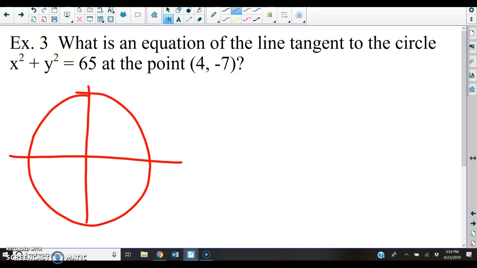Okay. And the point 4, negative 7. So about there. I want the equation of the line tangent to the circle at that point. Now remember, a tangent line from geometry is a line that touches your circle at exactly one point.